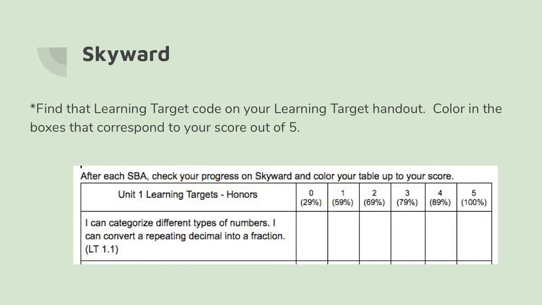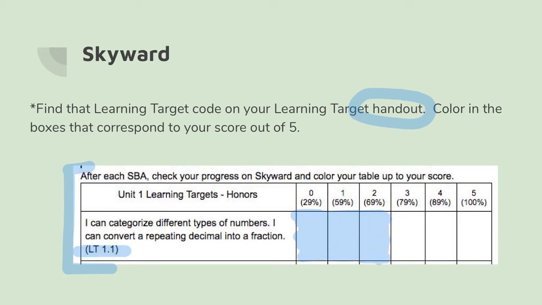So it's time to work in your notebook now. I want you to find the learning target code on that handout that I gave you. So here's the beginning of that handout. And notice that this code matched the code on my last screen. And we are going to color in the boxes that correspond to your score out of 5. Now let's just say, for instance, that maybe you got 2 out of 5. You would color in up to the number 2.